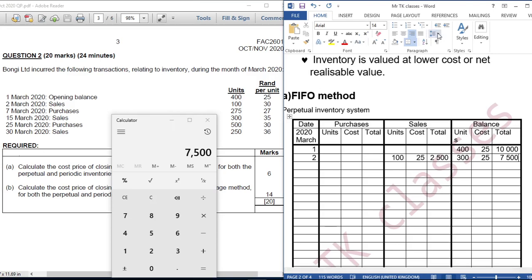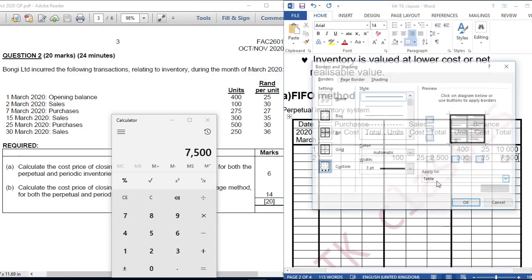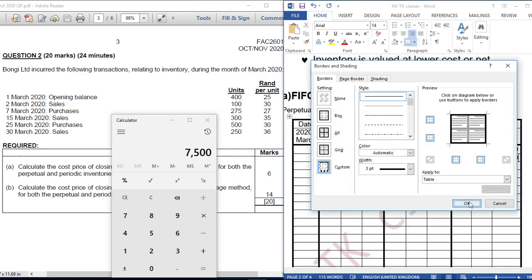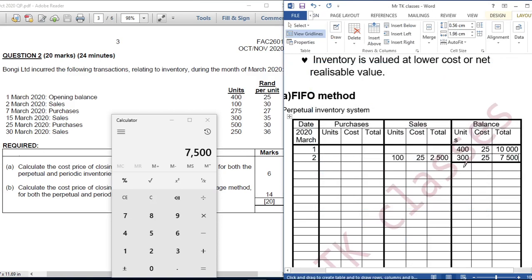We are moving on to this purchase that is here. All right, so let us just come here and do this. We just need to change the thickness of our border. All right. So this is the inventory that we have after this transaction. So we are going to say 25, 7,500 so that our amount won't confuse us. Now let us move on to the purchase that happened on the 7th.